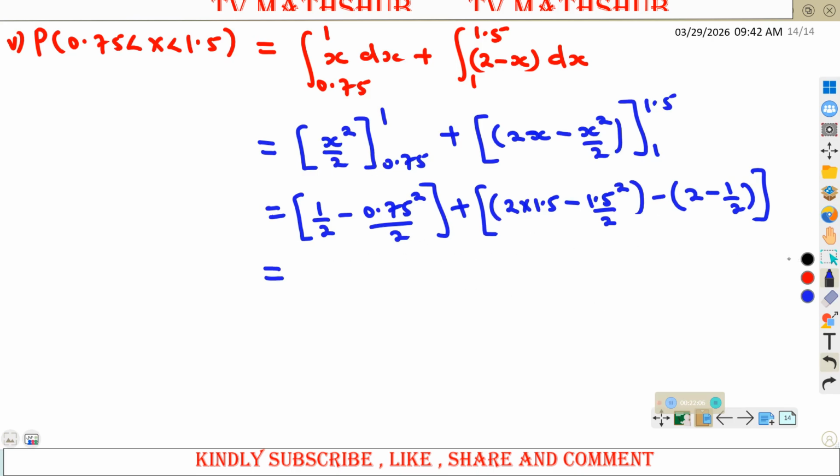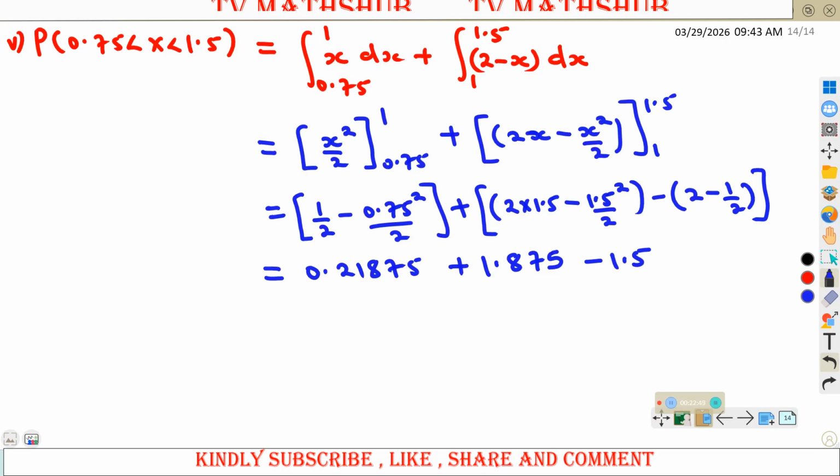So this will give us 0.21875. Then we shall add there. Let us manipulate this, and this will give us 1.875. So we subtract, this is 2 minus a half, which is 1.5. So let us manipulate that. So we have 0.21875. We add there 1.875. We subtract 1.5. And that will give us the answer.